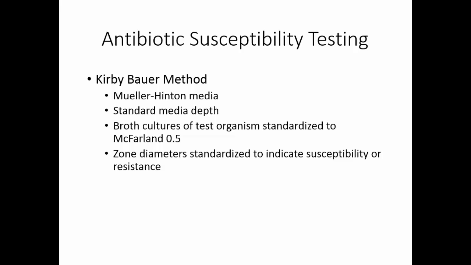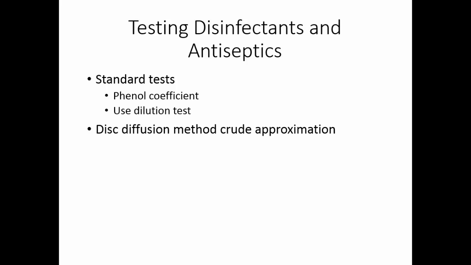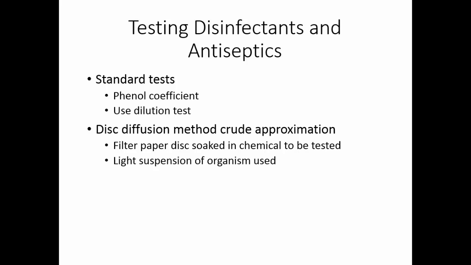drug being tested. When we're testing disinfectants and antiseptics, the standard tests are the phenol coefficient, which is the old standard. The newer standard is the use dilution test. We're going to use a disk diffusion method that's a crude approximation of the use dilution test. We're going to soak filter paper discs in various chemicals that we're going to test. We'll make a light suspension of each organism we use. We will make the suspension the same turbidity for every organism. This should mean that we're testing approximately the same number of cells.